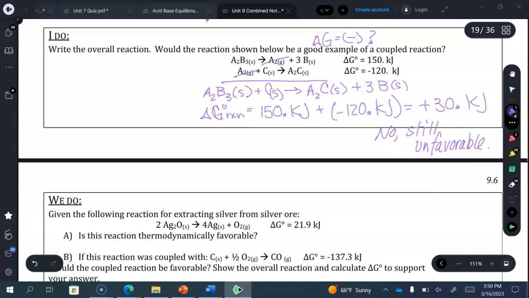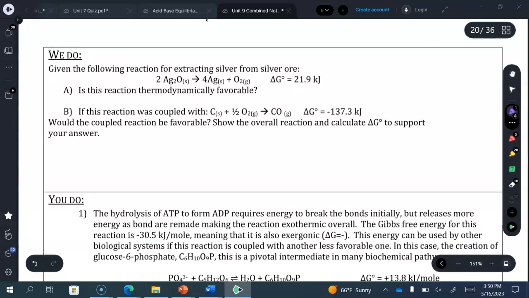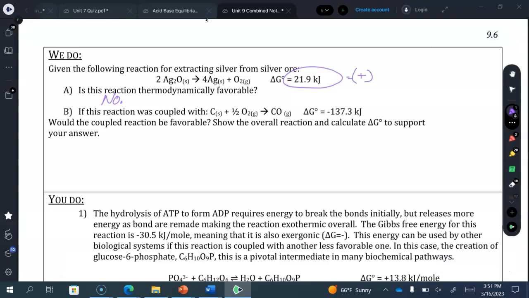Okay, so now we're going to look at the you do. So here we go. Given the following reaction for extracting silver from silver ore, is this a thermodynamically favorable reaction? What do you think? Write it down. You should have picked no, and the reason for that is that our delta G is positive, which tells us that it is thermodynamically unfavorable. Well, what if we couple this reaction with this following reaction?